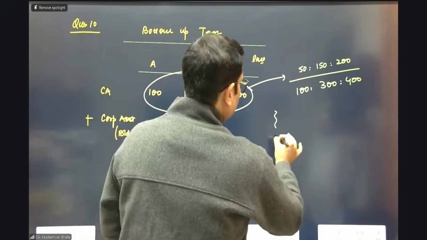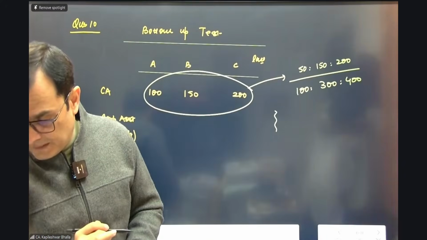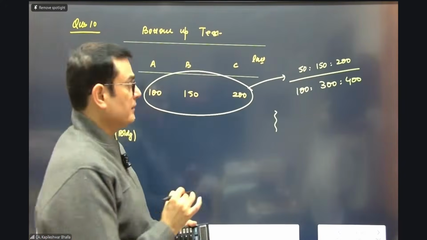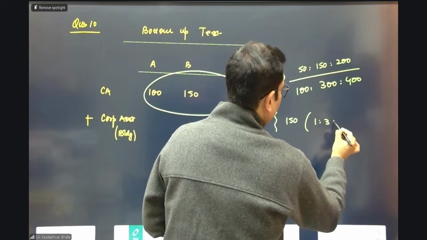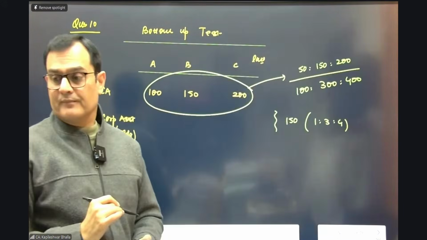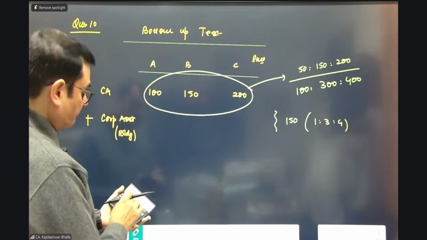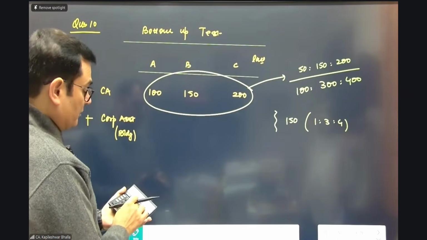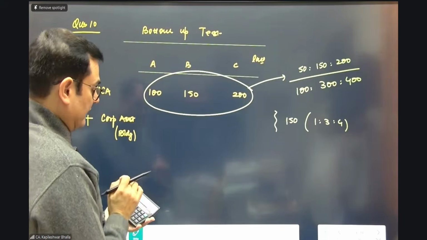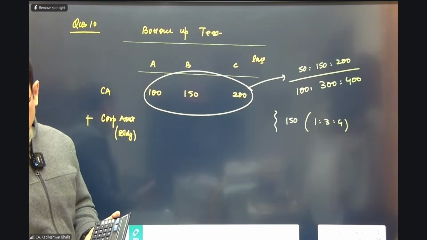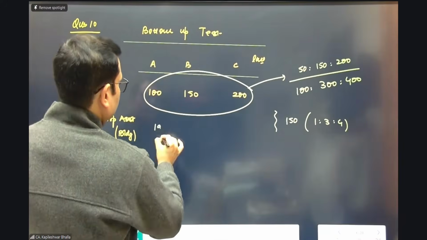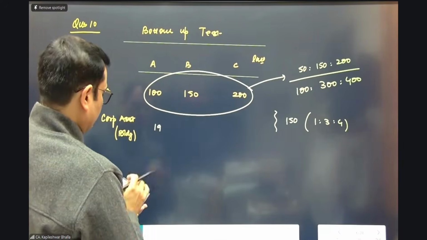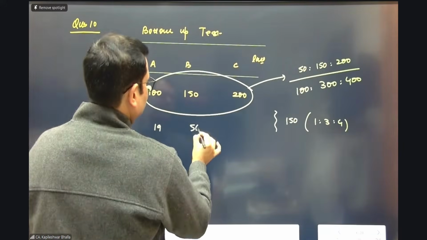So let's see what is the headquarter building value. We are given the headquarter building is supposed to be 150 lakhs. Divide this in the ratio of 1 is to 3 is to 4. So this is going to be 150 divided by 8. I think this is coming approximately 19. And this is going to be, I think, 56.